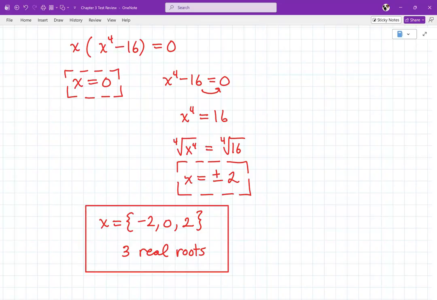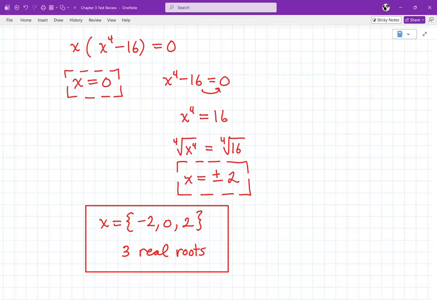Okay? So they say state the number and the types. Well, I got 3 of them. The type, they were real, not imaginary. And then they told me to solve. There you go, -2, 0, and 2. So I answered the whole question. I told them the answers, how many answers, and what types they were.